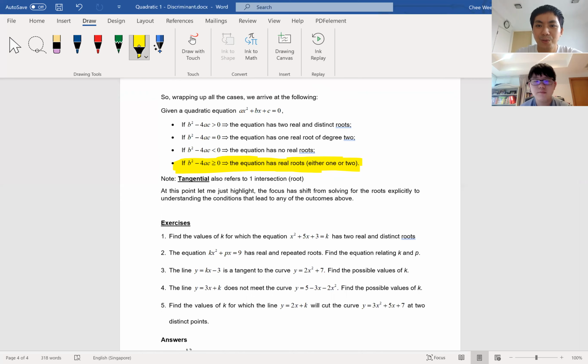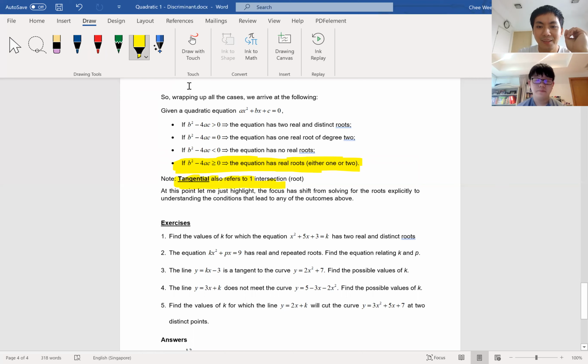And then sometimes we will use the word tangential. Tangential means one intersection between a line and a curve, and then there'll be one real root. That means the discriminant is equal to 0. Because eventually you'll be learning a concept called differentiation, you may mix up tangential with the chapter on differentiation when the time comes.